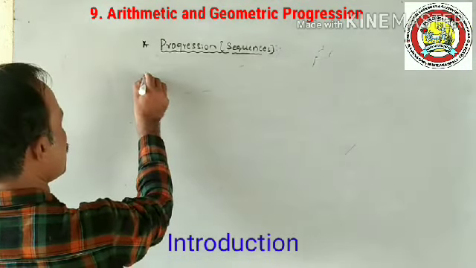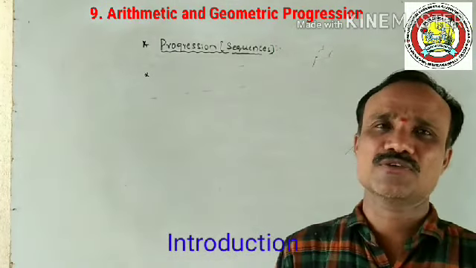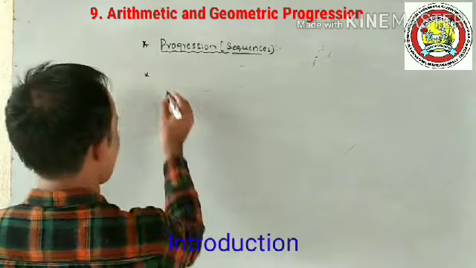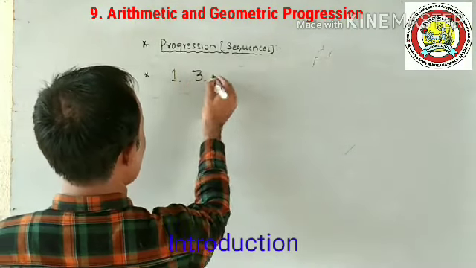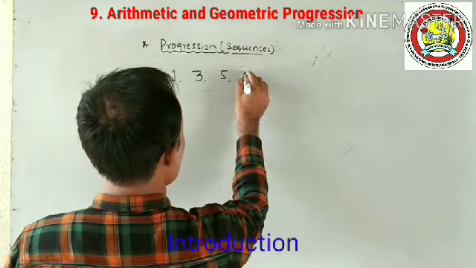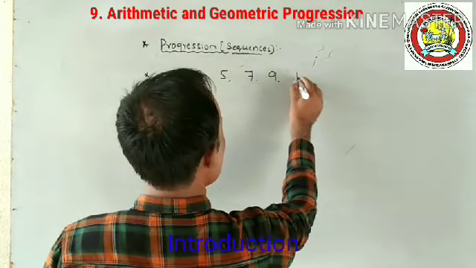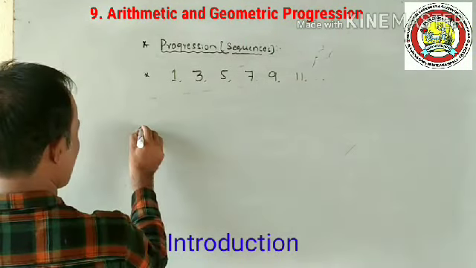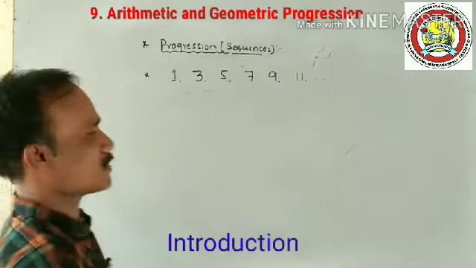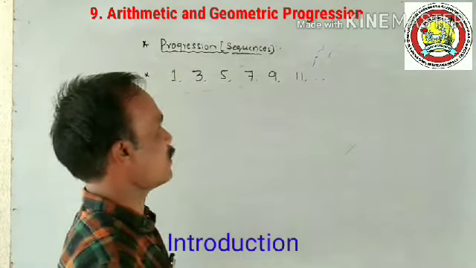So in mathematics, we have different patterns of groups of numbers. Different patterns. So for example, 1, 3, 5, 7, 9, 11 and so on. Yes. So let's first discuss this one. 1, 3, 5, 7, 9, 11.